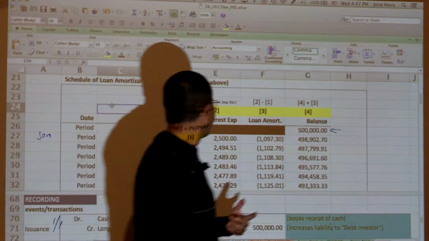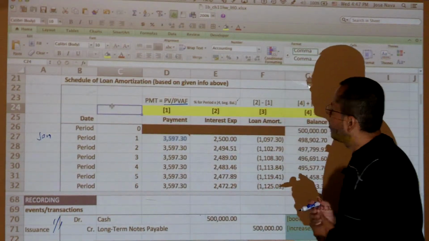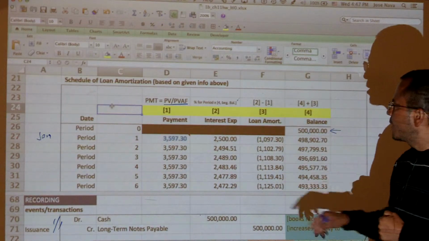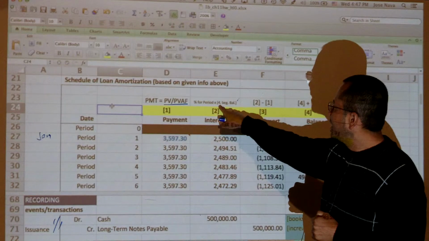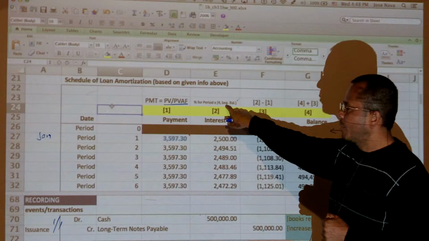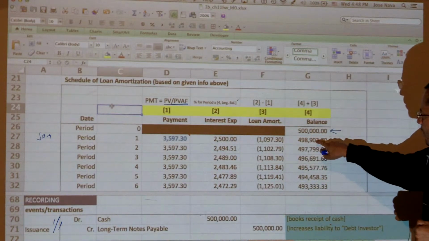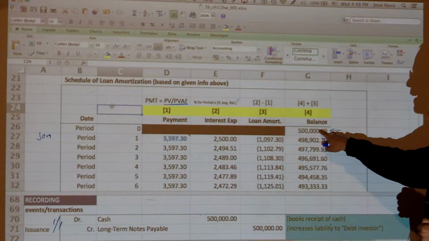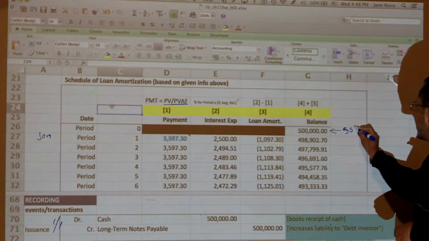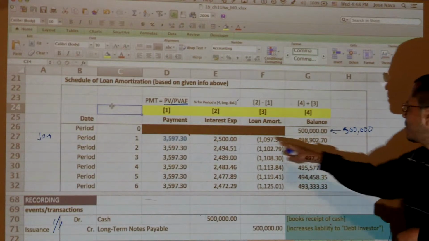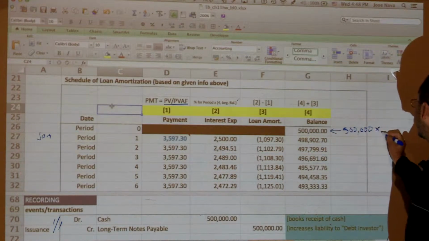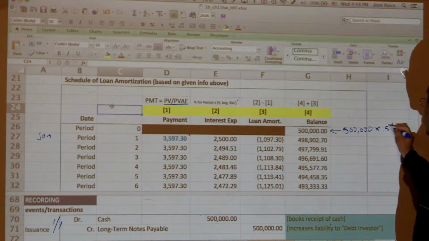How do we know that? As you can see on top here, the amount that goes in this column each period depends on what is in column number 4, the balance at the beginning of the period. So at the beginning of January, we look at what was the ending in the prior period. In this case, it would be $500,000. $500,000 was my beginning balance in period 1. I multiply that times 0.5%.